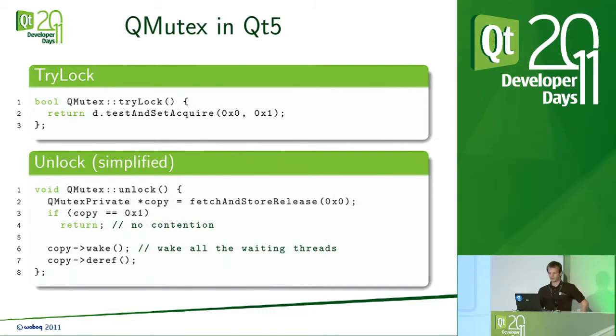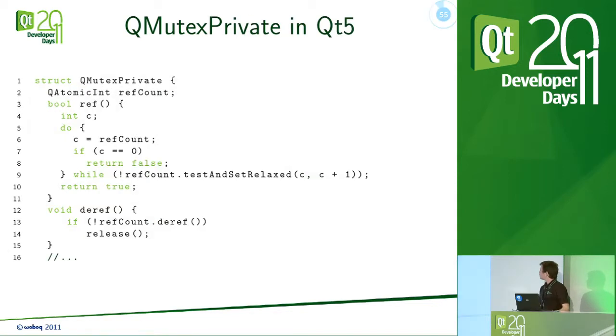And then we deref because we're going to try to release the MutexPrivate. So yeah, here I'm presenting a simplified algorithm. This is not really how it is in Qt 5 because on Qt 5 we tried to solve even more problems that I don't want to get into in this presentation.